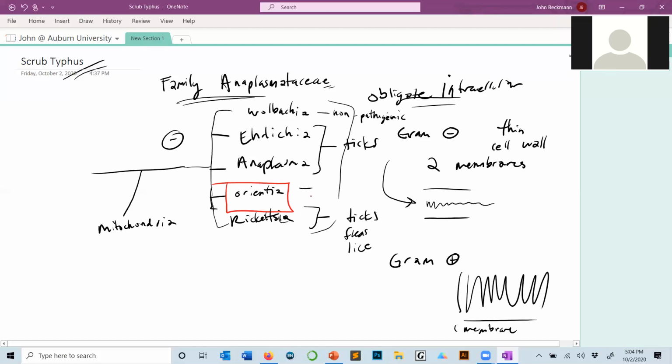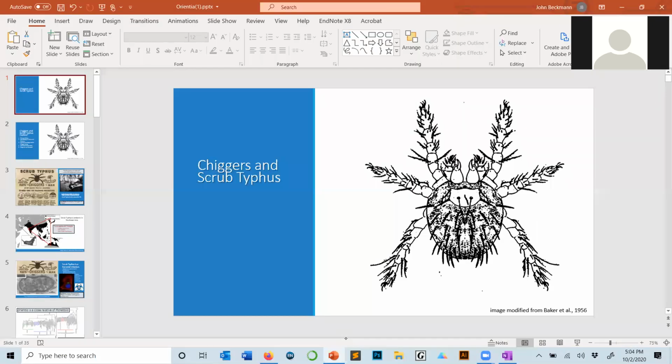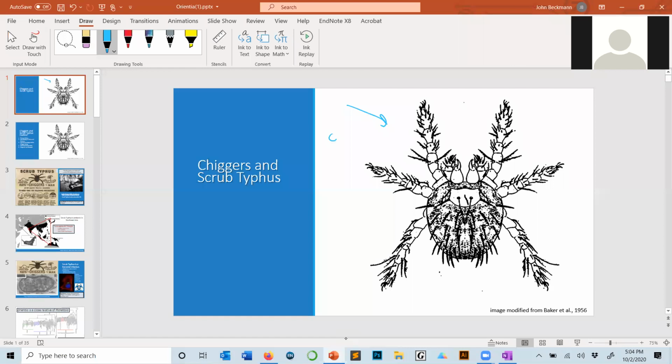Orientia causes a disease which we call scrub typhus. And the vector is mites. Specifically, mites that look like this. These are what we call chiggers. We'll talk about them a little bit more. But first, let's go back to scrub typhus.